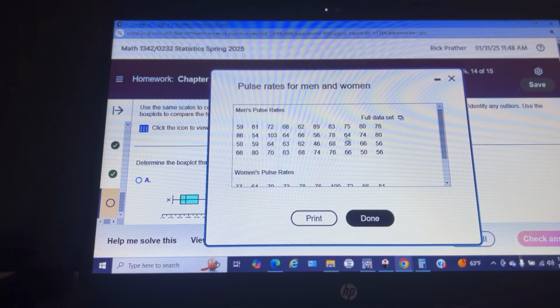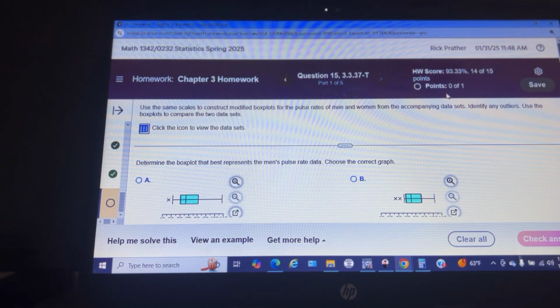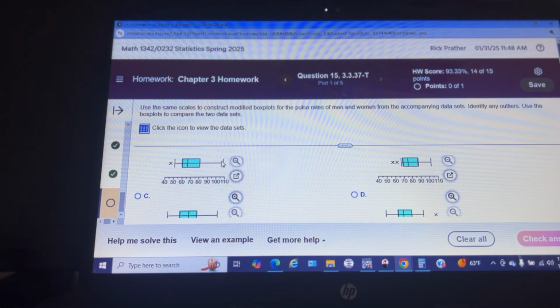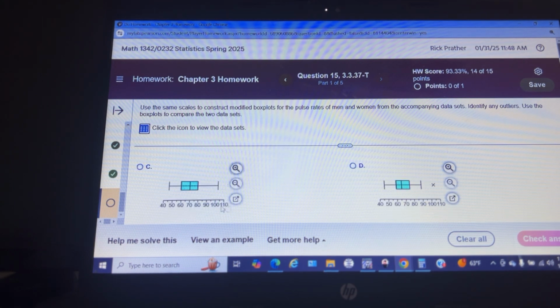59, 56, 54, 50, 46. So 46 is the minimum. So we've already eliminated graph A. The maximum went too high. 46, this graph B's out now because 46 is down here and it didn't even get an outlier down there. That could be 46, and that could be 46.